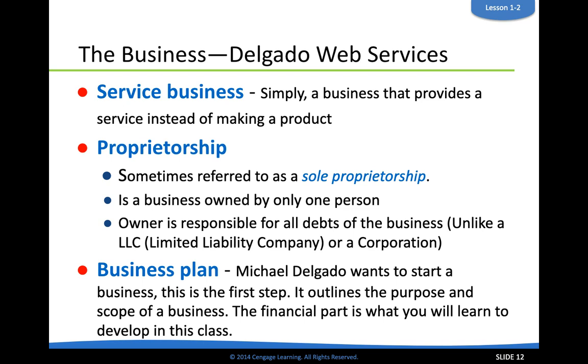So we're going to be working with Delgado Web Services throughout this course. It is going to be a proprietorship, and that's the accounting that we're going to be doing. We're going to be setting up essentially an accounting system for a sole proprietorship throughout the rest of this course and looking at all the different things that go along with that.